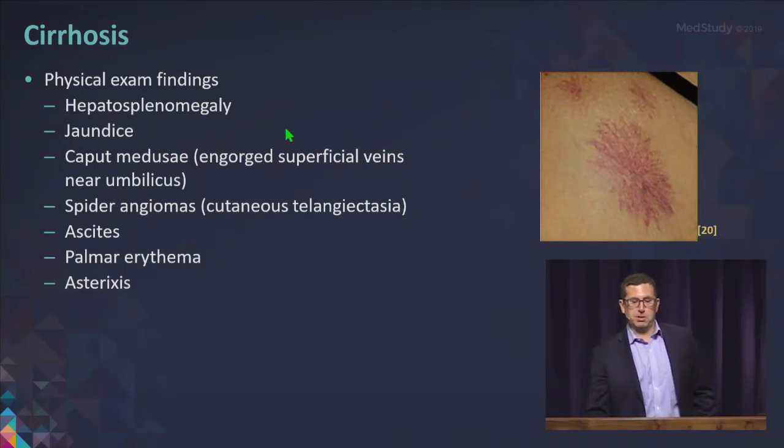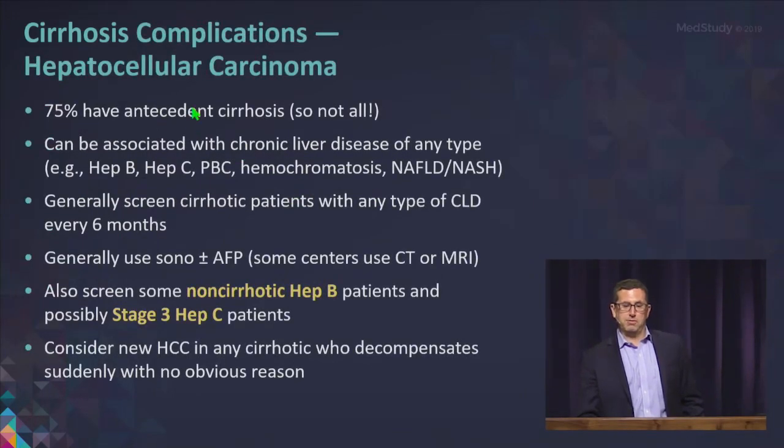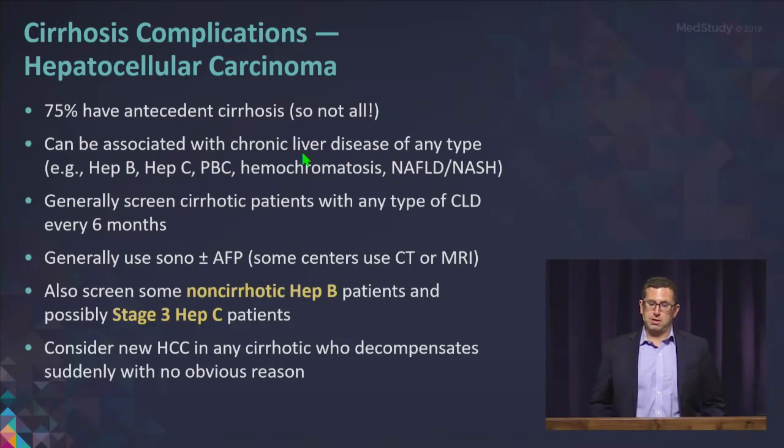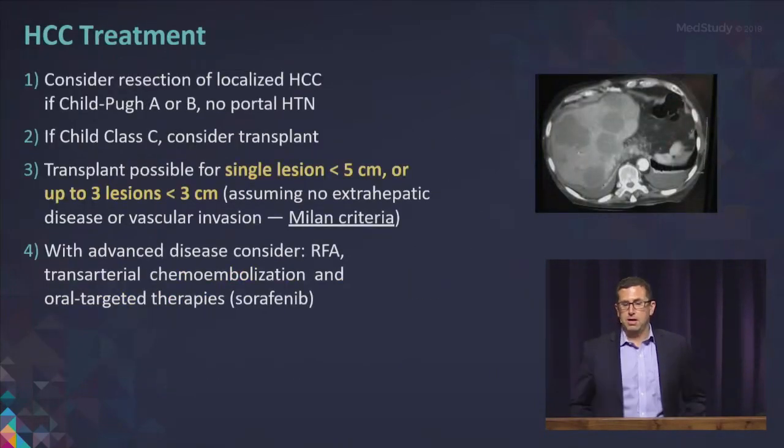So cirrhosis, here are some typical exam findings. So we know most of these. This is an example of a spider angioma. Complications, we've already discussed this, include hepatocellular carcinoma. Most patients have cirrhosis. HCC could be associated with chronic liver disease of any type. And generally, as we mentioned, we're going to screen cirrhotic patients every 6 months, generally with a sonogram, possibly with an AFP. You also want to screen some non-cirrhotic Hep B patients, which we discussed before, and possibly stage 3 Hep C patients. And you really want to consider HCC in any cirrhotic who decompensates suddenly with no obvious reason.